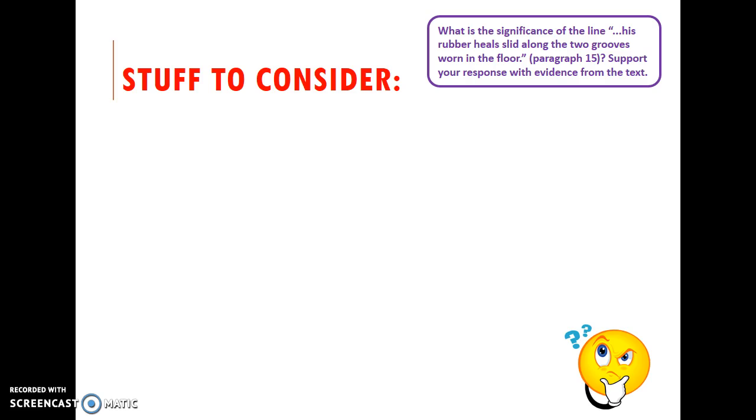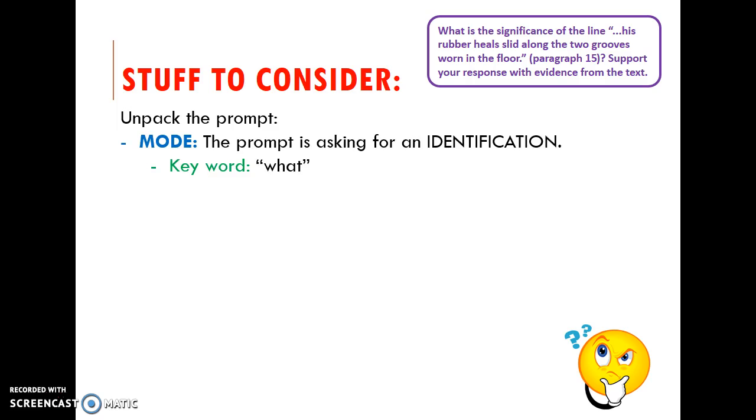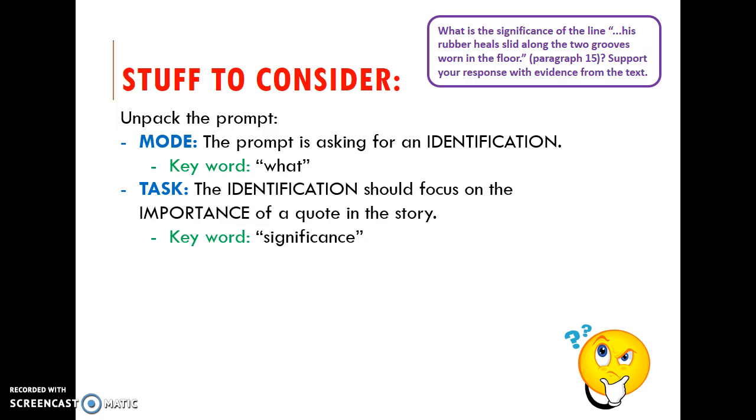Some stuff to consider. Look at the prompt again. What is the significance of the line, his rubber heel slid along the 2 grooves worn in the floor, from paragraph 15? Support your response with evidence from the text. Unpack the prompt. Mode, the prompt is asking for an identification. The key word is what? The task, the identification should focus on the importance of a quote in the story. The key word here is significance.